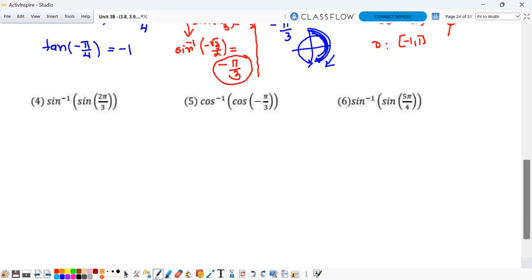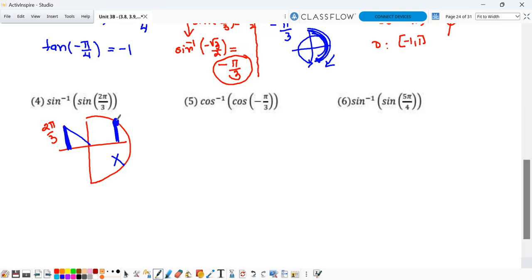Okay, so a few more. Sine inverse of sine 2 pi over 3. So shall we use a shortcut? Where is 2 pi over 3? 2 pi over 3 is here. Sine inverse is this. Sine is positive. Remember, the height is positive. Sine is positive here. Out of these two quadrants, positive is here, not this.